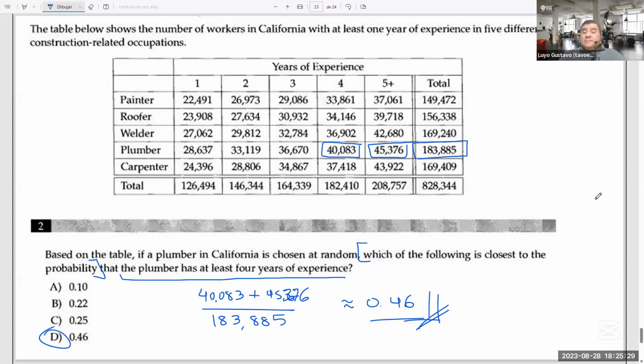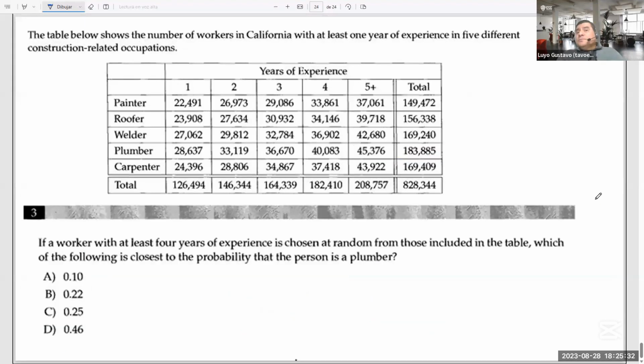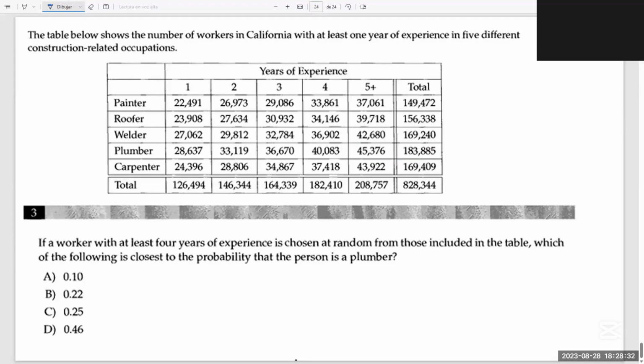I think this is it. One more. Okay, it's the same table, people. Be careful. Same information, but now it's a different question based on the same table. Okay? Please try your best. Okay, let's see this last question. If a worker with at least 4 years of experience is chosen at random from those included in the table, which of the following is closest to the probability that the person is a plumber?